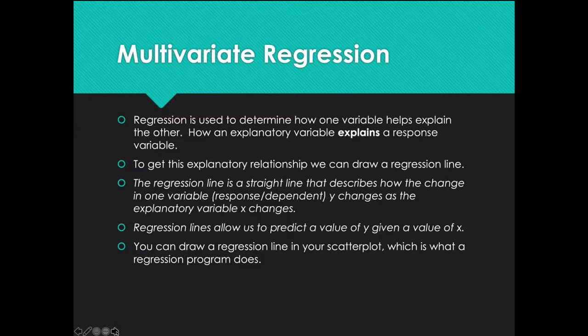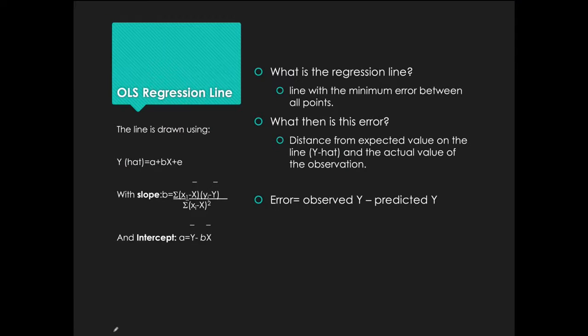To get this explanatory relationship, we can draw a regression line. Again, this is looking at linear relationships. A regression line is a straight line that describes how the change in one variable, the dependent variable y, changes as the explanatory variable changes. It also allows us to predict a value of y given a value of x. And you can draw regression lines in your scatter plots. So that's what the regression program will do. Here's how you draw the line.